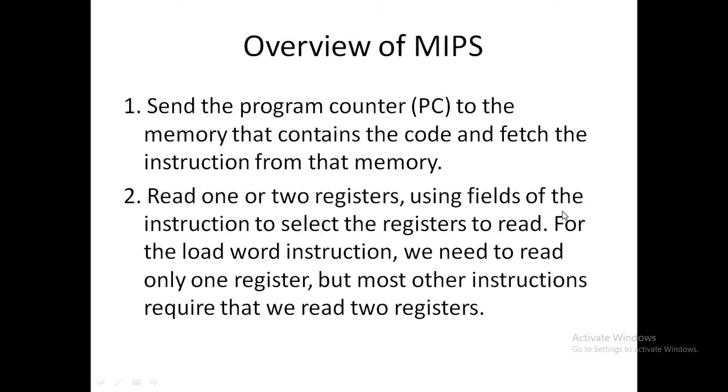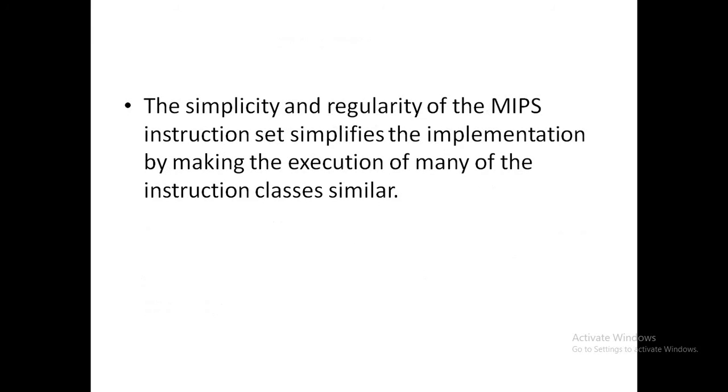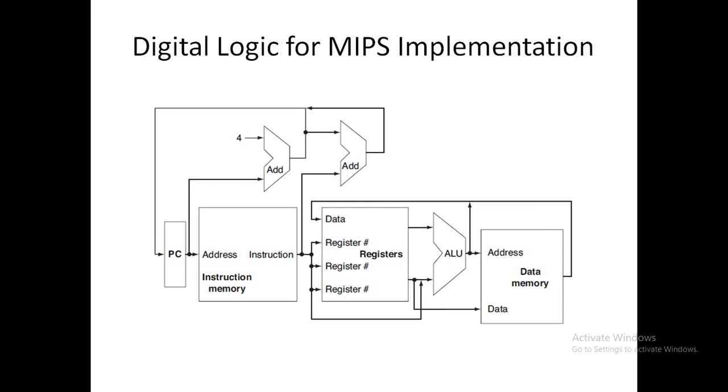So we send the program counter to the memory that contains the code and fetch the instruction from that memory. Read one or two registers using fields of the instruction to select the registers to read. For the load word instruction, we need to read only one register, but for most of the other instructions, we require two registers. The simplicity and regularity of the MIPS instruction set simplifies the implementation by making the execution of many of the instruction classes similar.